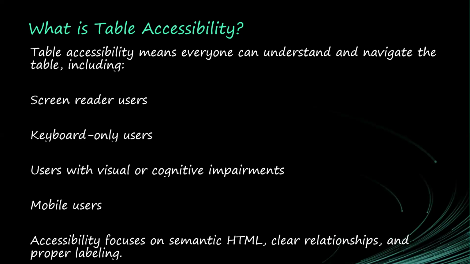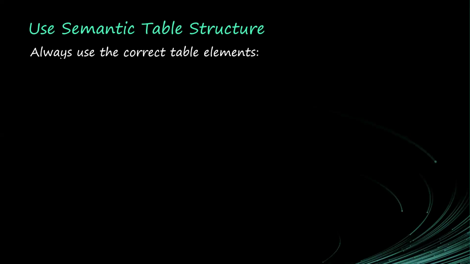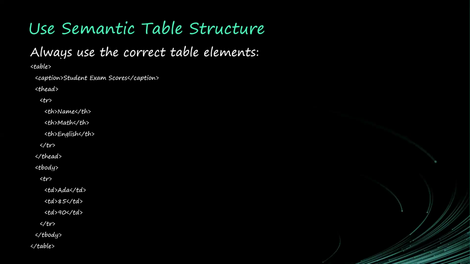Accessibility focuses on semantic HTML. So whenever you want to make anything accessible, all right, you have to really focus on using semantic elements. And in the last class, I mentioned some of the semantic elements we could use in our table, the thead, the tbody, and the tfoot. So always use correct table elements. Look at the structure I have. I have the table. I have the caption. Caption is for accessibility. I have the head. I have the tbody. Okay, but I don't have the tfoot here. But always use the correct table elements.